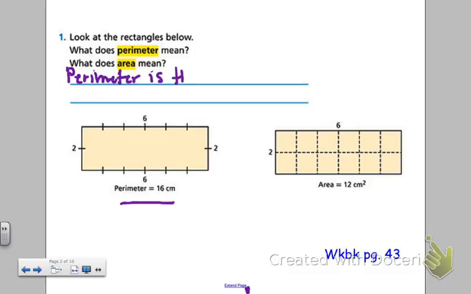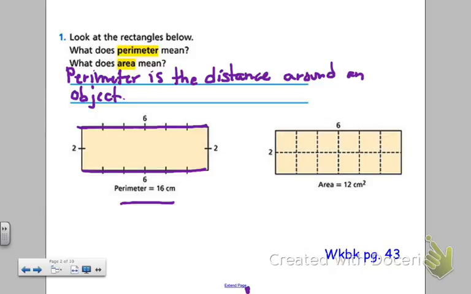is the distance around an object. In this case, our object is the rectangle, and the distance around it can be measured with centimeters. In this case, we have 6 centimeters at the top, so it's 6 centimeters long. It's 6 centimeters long on the bottom. It's 2 centimeters long on the right side and 2 centimeters long on the left side.